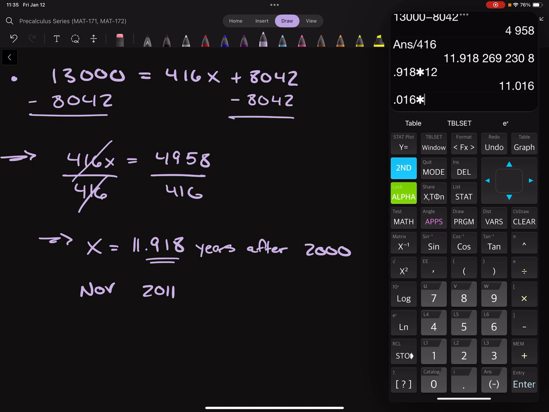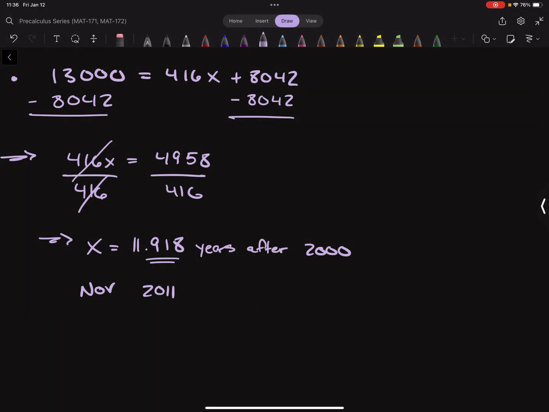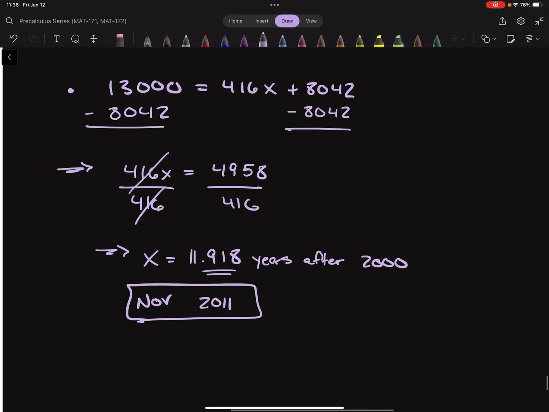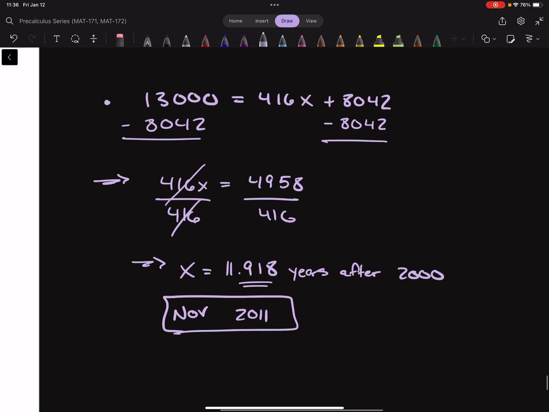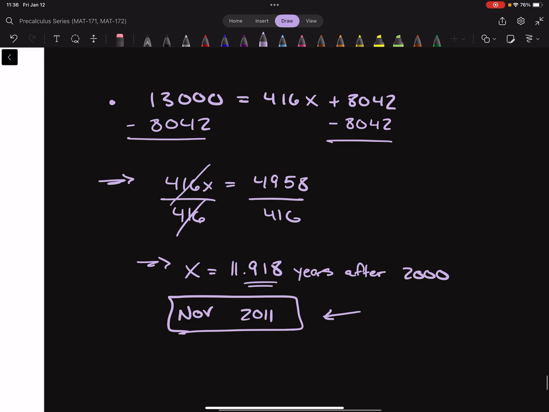And I could take this further and multiply the 0.016 by the days. There are 30 days in November. So it's the beginning of November. So it looks like November 2011 is when the healthcare expenditures will reach $13,000.